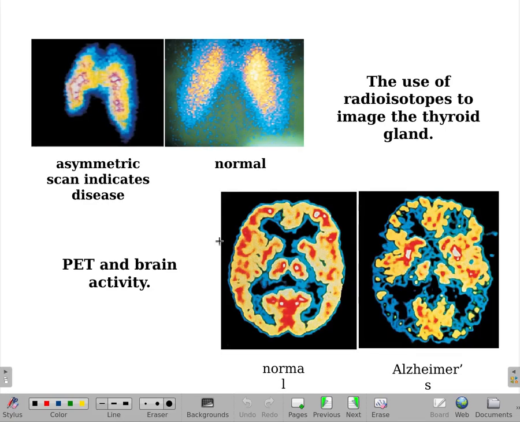Alright, where we're using it a lot more nowadays is PET scans, which are getting a little bit more common. PET stands for positron emission, so we're putting stuff into you that is actually giving off positrons. And I like my normal and Alzheimer's scans. Yeah, got to fix my font there, but that's kind of cute.